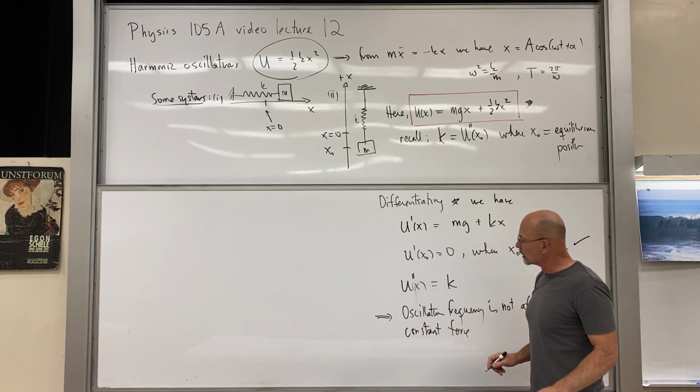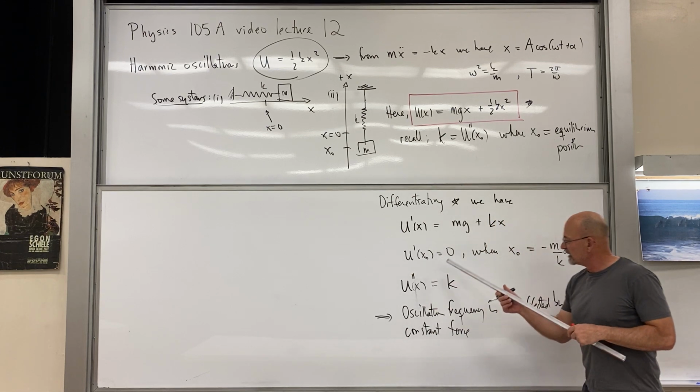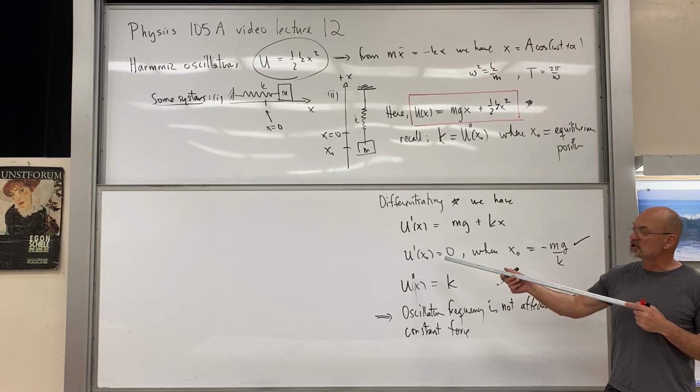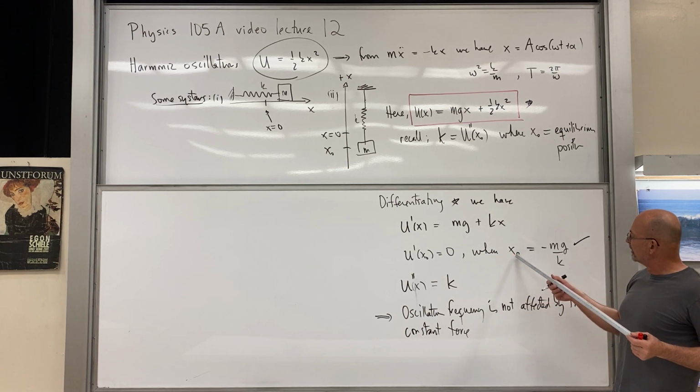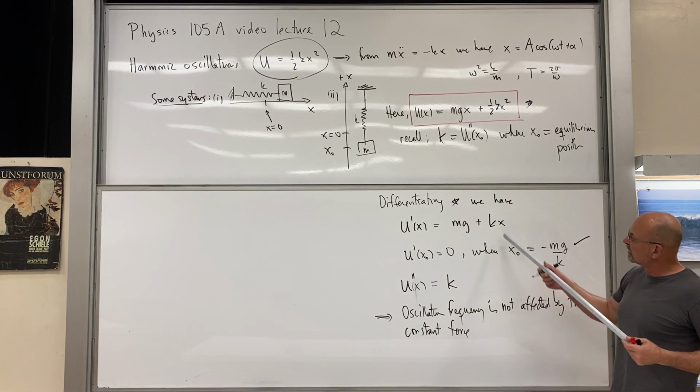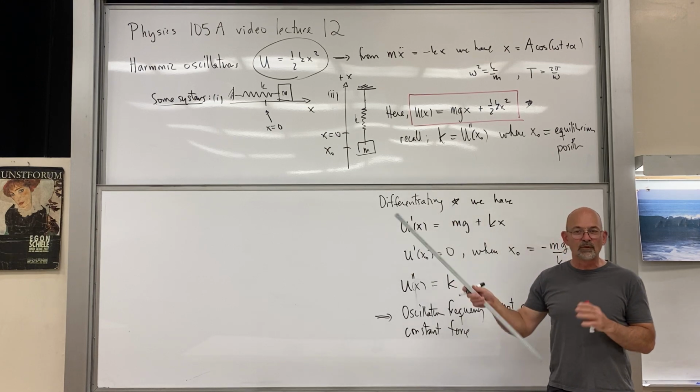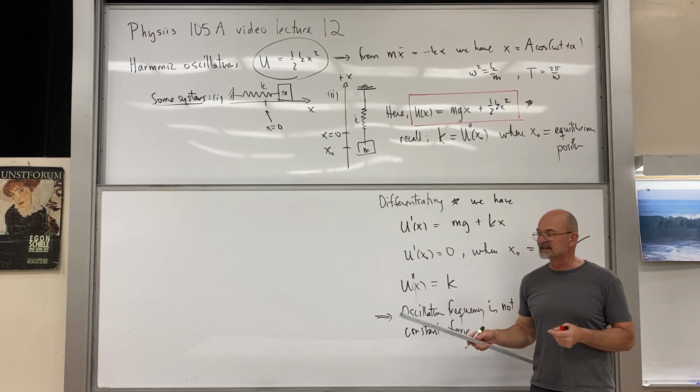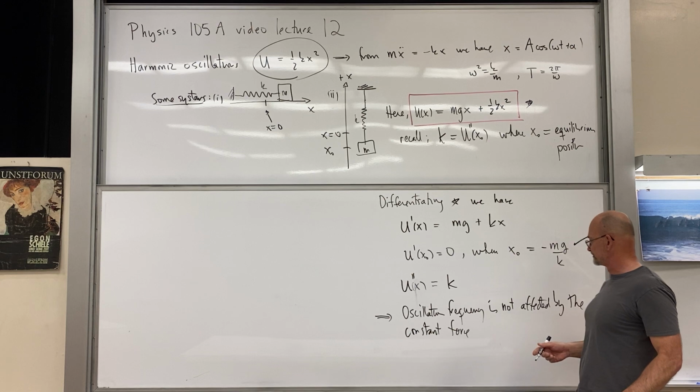And the other thing that we learned is that we've just shifted the origin. We've actually seen that before. This x0, this equilibrium position, has just been shifted. So that's what a constant force does to a harmonic oscillating system. It just shifts the origin.